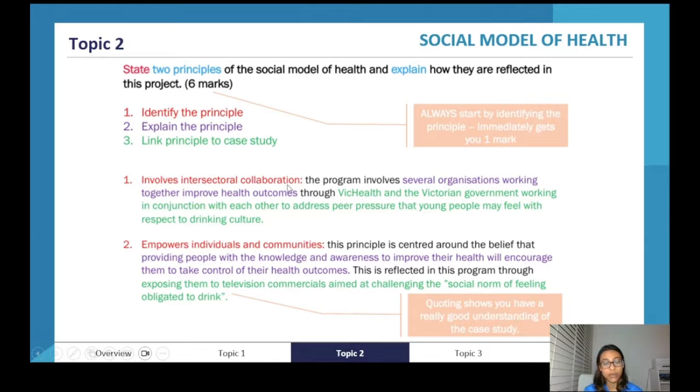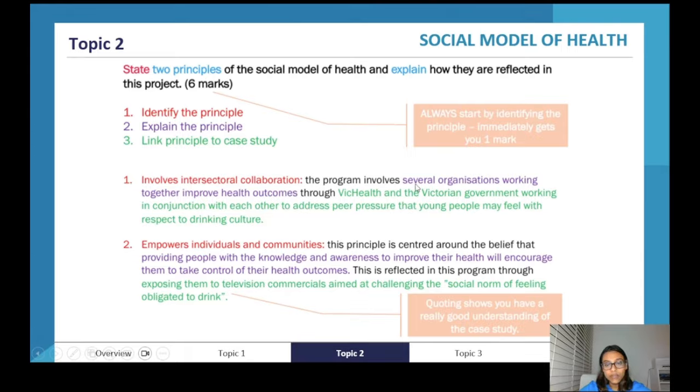So it involves intersectoral collaboration. That was my go-to. I loved collaboration, guys. I love this one because you could just do so much with it. Also empowering individuals and communities, whenever there was an education campaign, or a skills thing where they worked with the community in question to improve their skills and their health knowledge, or their awareness and how to take control of their own health. I found that super applicable to a lot of different questions and case studies. So I always went with either of these two.